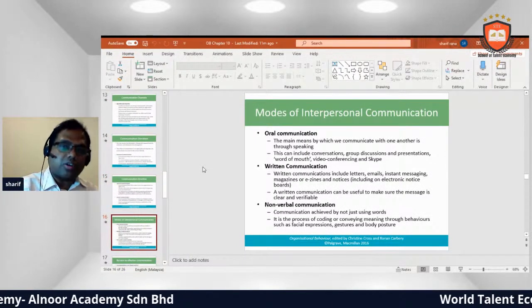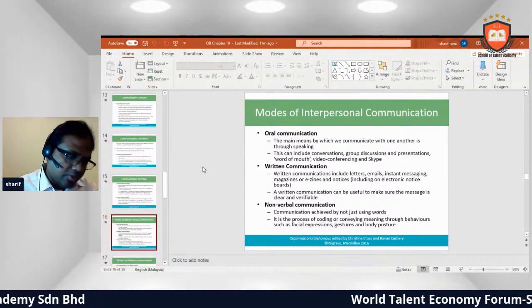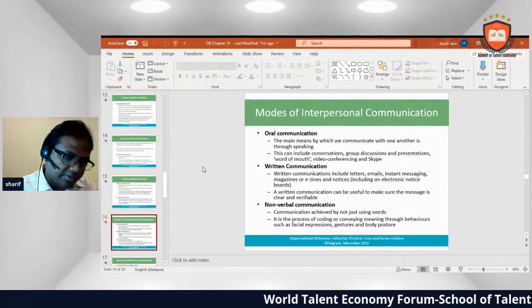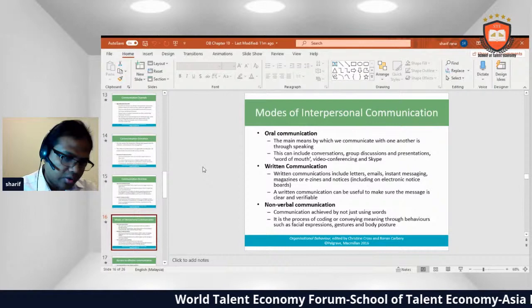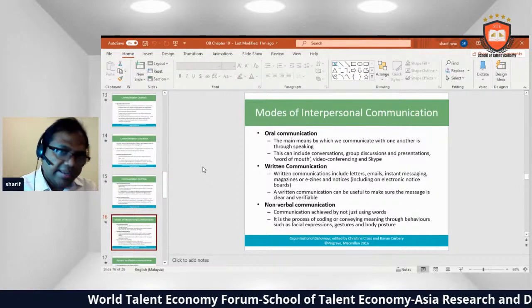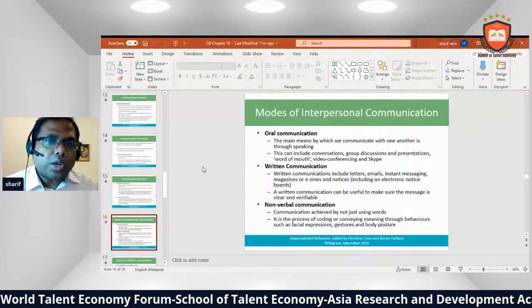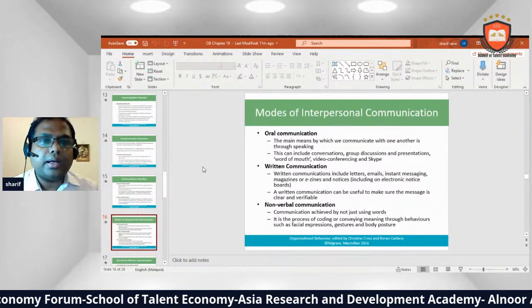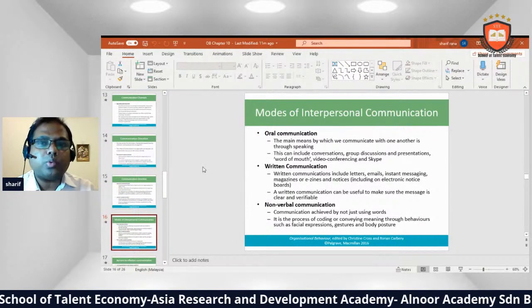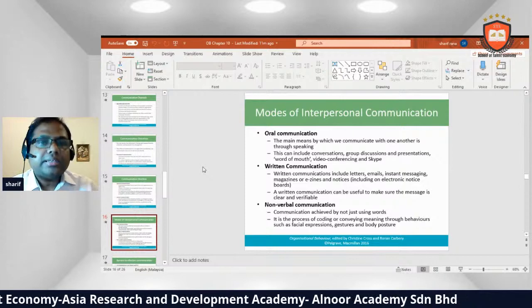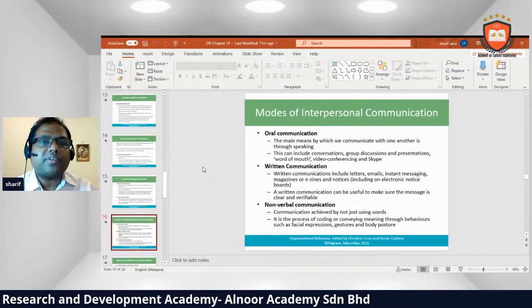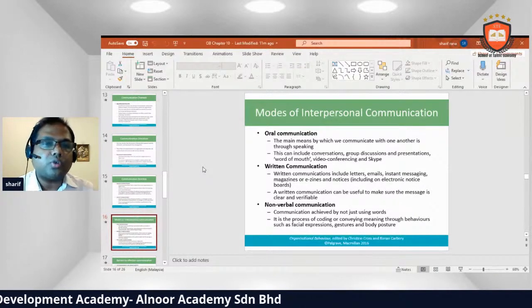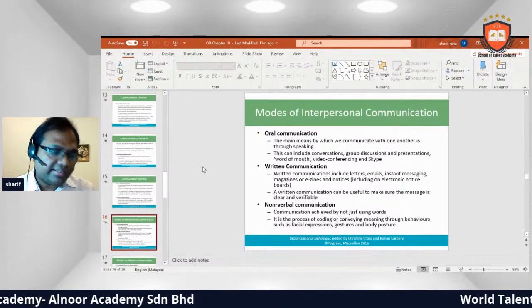Model of interpersonal communication. Interpersonal communication is very important, and interpersonal communication can help to grow our ecosystem in an effective way. Oral communication. The main means by which we communicate with one another is through speaking. This can include conversations, group discussions, presentations, word of mouth, video conferencing, and Skype.